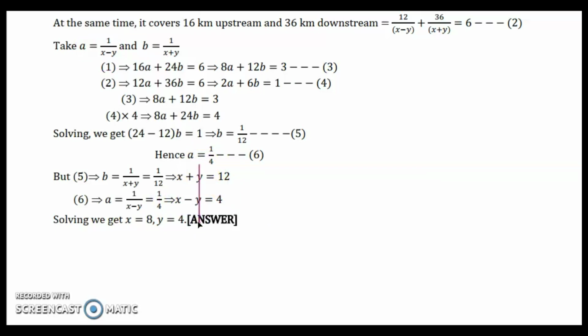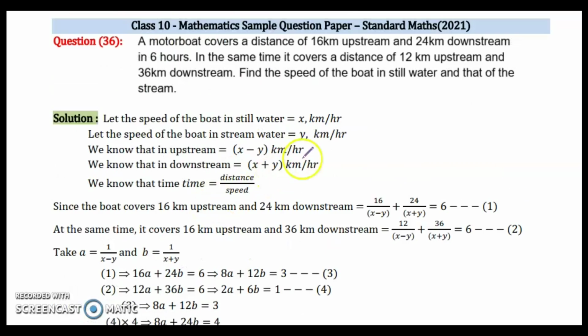Solve these two equations by cancelling y and y. 2x is equal to 16, which means x is equal to 8. Take x equal to 8 and put it in one of the equations. If I put x equal to 8, what is going to be y? y is equal to 12 minus 8, which is going to be 4. Therefore we got the speed of the boat in still water as well as the speed of the stream.